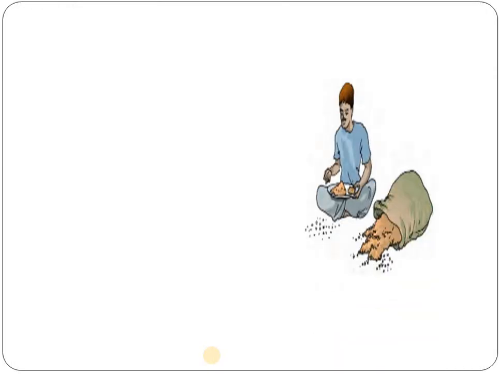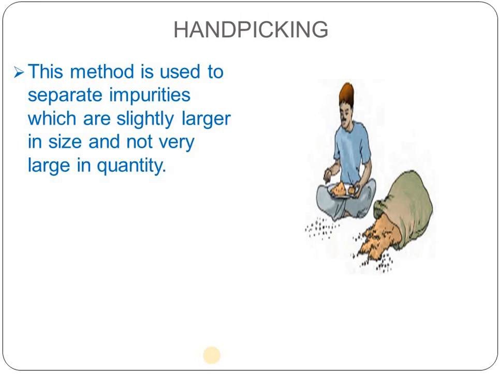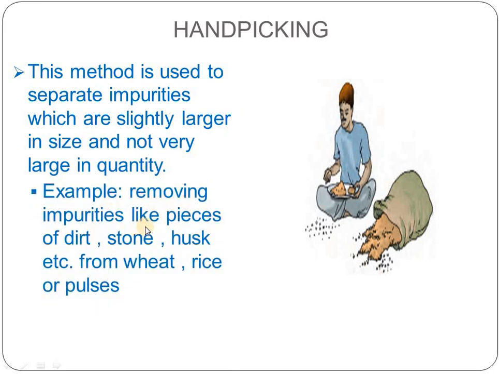Hey, what is this man doing? This man is picking out the stones and impurities from the wheat grains. Yes children, this is a very common activity in our homes also, where we are picking out stones or any other unwanted particles from the rice, wheat or pulses. This simple method is called hand picking. This is used to separate impurities which are slightly larger in size and not very large in quantities, as we do to remove the pieces of dirt, stone, husk, etc. from wheat, rice or pulses.